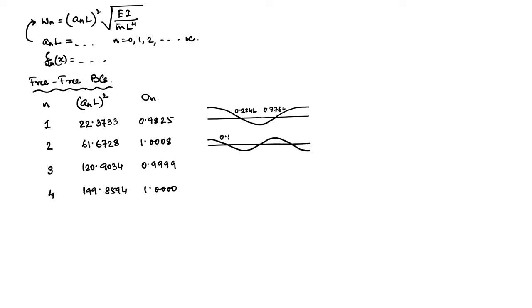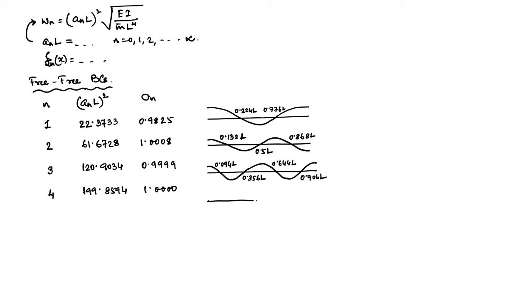Then in the second mode, the mode shape is like this, so this will be 0.132L, this is 0.5L, and 0.868L. Then in the third mode, it will be like this, and the zero crossing points are 0.094L, 0.356L, 0.644L, and then 0.906L.